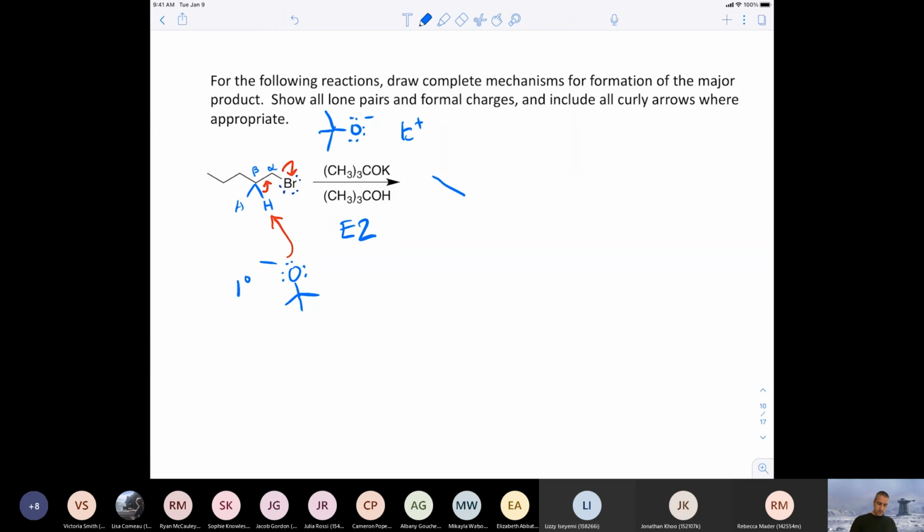And that leaves us with a double bond here, bromide, and our alkoxide turned into its conjugate acid. It removed a hydrogen to become an alcohol. Perfect.